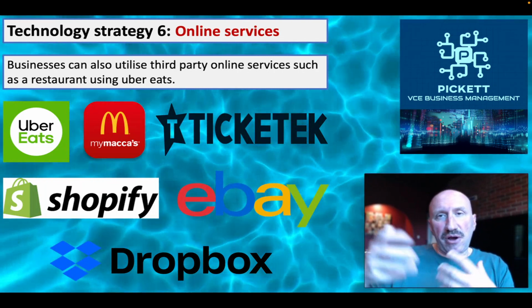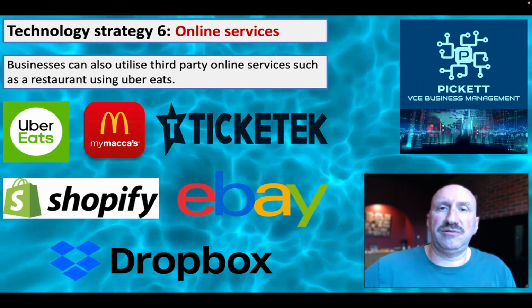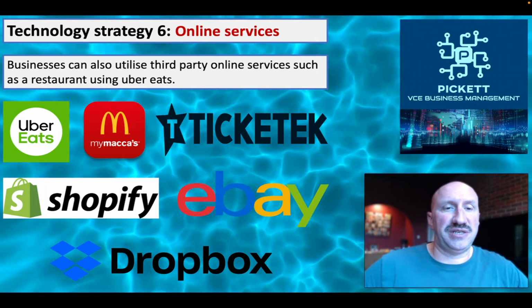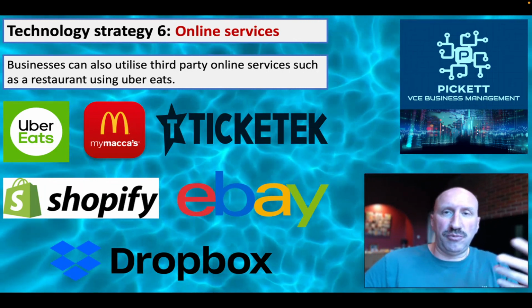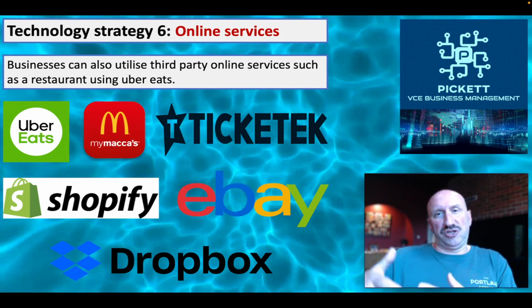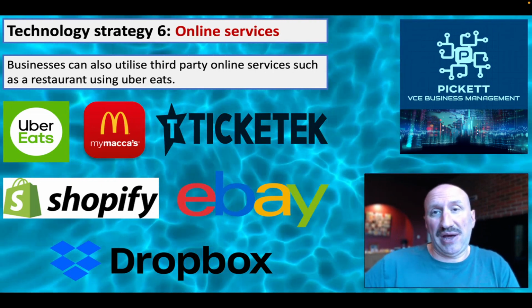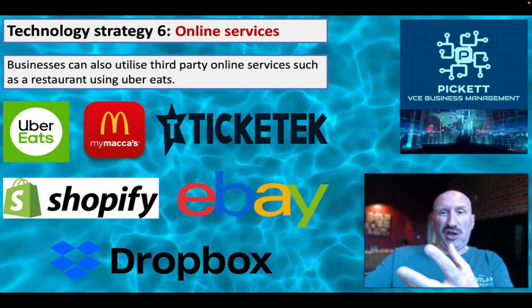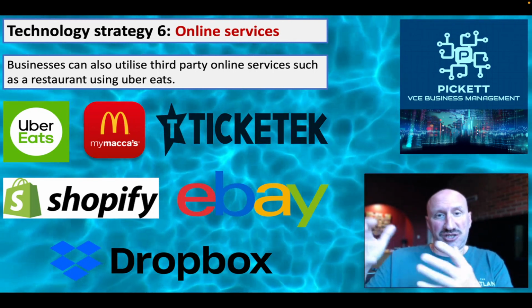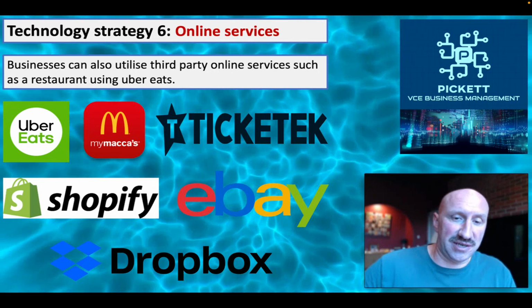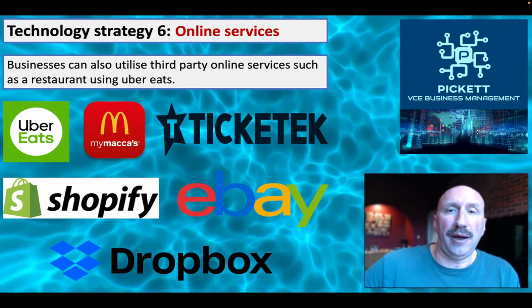Businesses, other than running their own via their own website, can also now utilize third-party online services, such as a restaurant using Uber Eats. So you might be able to order directly from the restaurant, or you can order via Uber Eats. Or a lot of restaurants might not actually have their own online delivery service. They just use a third party, such as Uber Eats. And there are some examples here.